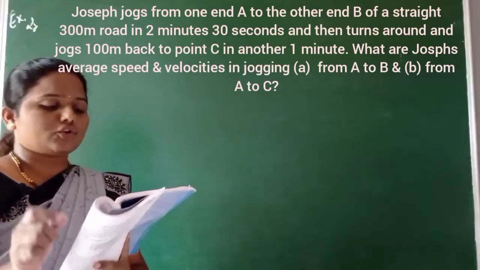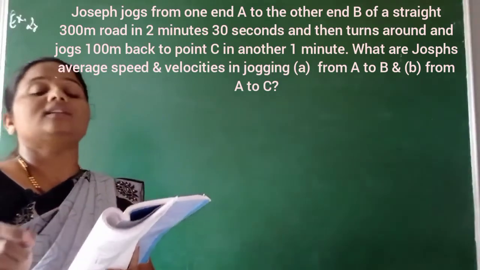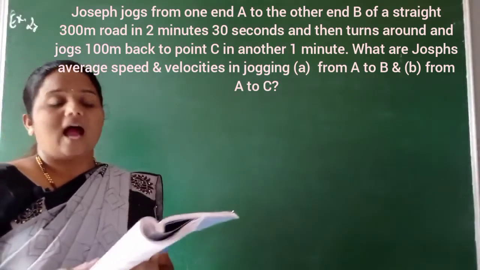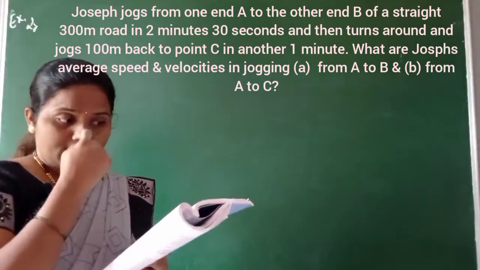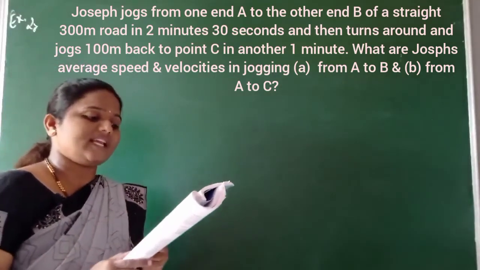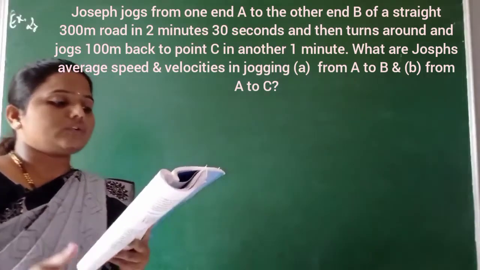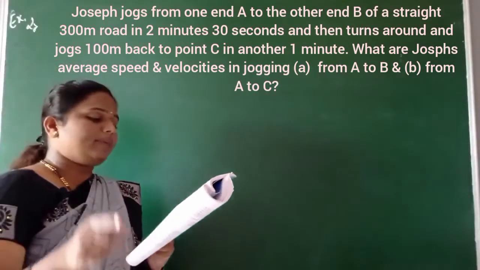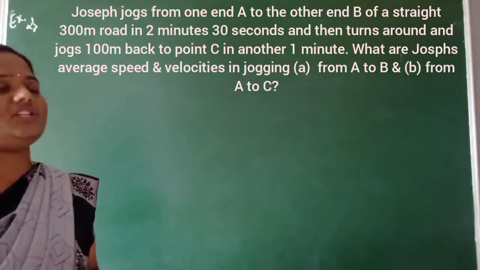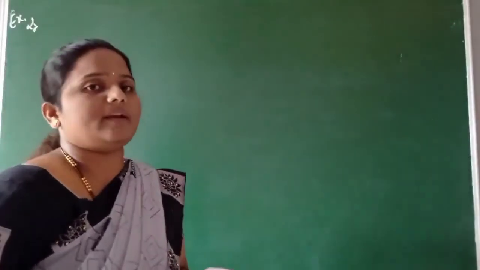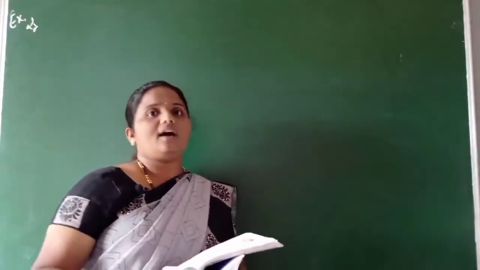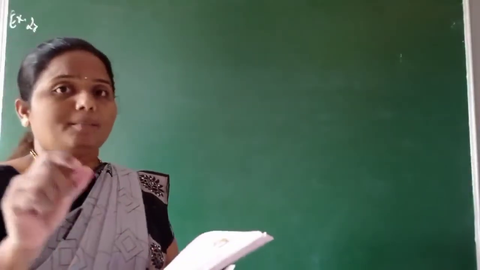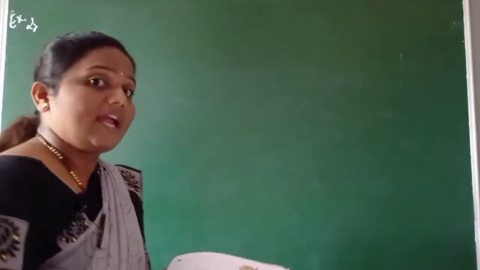Joseph jogs from one end A to the other end B of a straight 300 meter road in 2 minutes 30 seconds, and then he turns around and jogs 100 meter back to a point C in another 1 minute. What are Joseph's average speed and average velocities in jogging from A to B and from A to C? See, children, whenever they ask average speed, we directly go to total distance and total time taken. Here, this is different, children. First, we need to do it bit by bit.